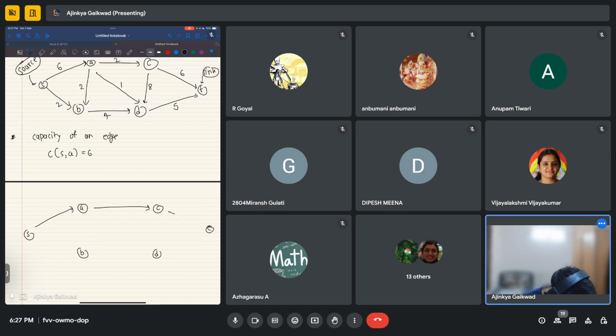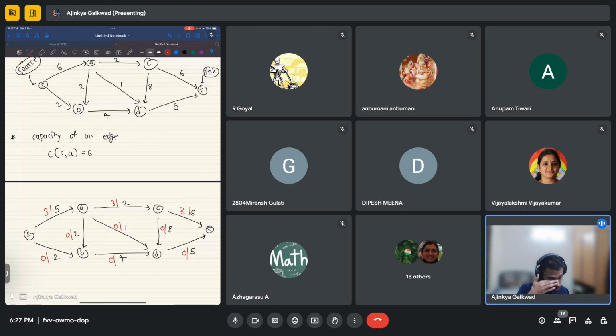So the edges are like this, and these are, let's say, the capacities: 5, 2, 2, 1, 2, 4, 6, 8, 5. Let me denote the flow by red color. So let's say there's 3 flowing from here: 3, 3, 0, 1, 0, 8, 0, 2, 0, 2, 0, 4, 0, 5. So here is a question: is this a valid flow?